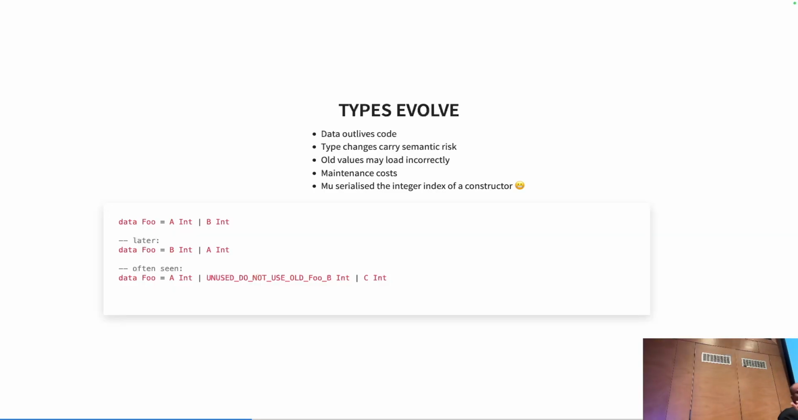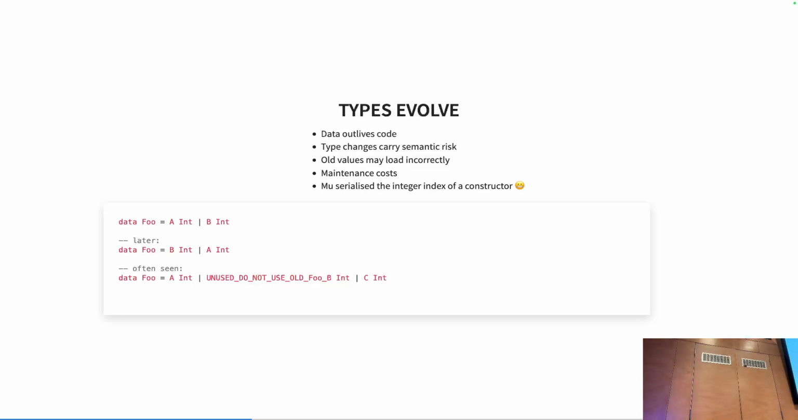Old values, as I was saying, can load incorrectly. There's maintenance costs, like paying me to do stuff. And mu decided to serialize the index of a constructor, which I'll come to on the next slide. But you have this problem where you might have a Foo that has an A and a B, and someone comes along and goes, I don't like this. This is crap code. I'm going to flip these around, so B and then A. And that causes problems. I've got the example on the next slide.